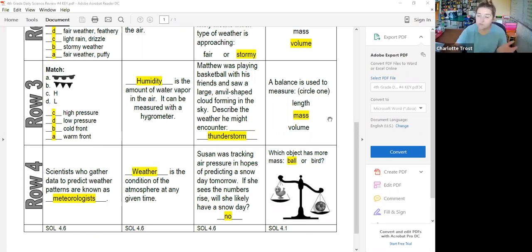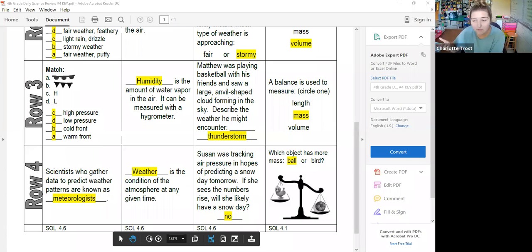A balance is used to measure mass. So it's like those two sides, and you have to find the equal amount. So one's not higher or lower than the other, so they're equal. Meteorologists are the scientists who gather weather information. If we're looking at any kind of condition in the atmosphere, that's what we consider weather.